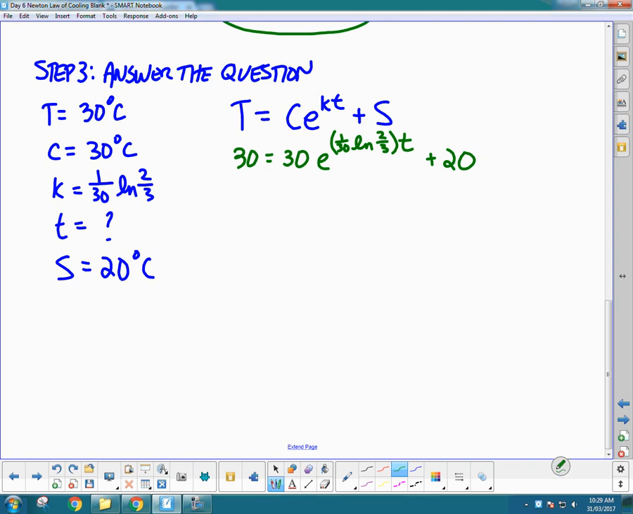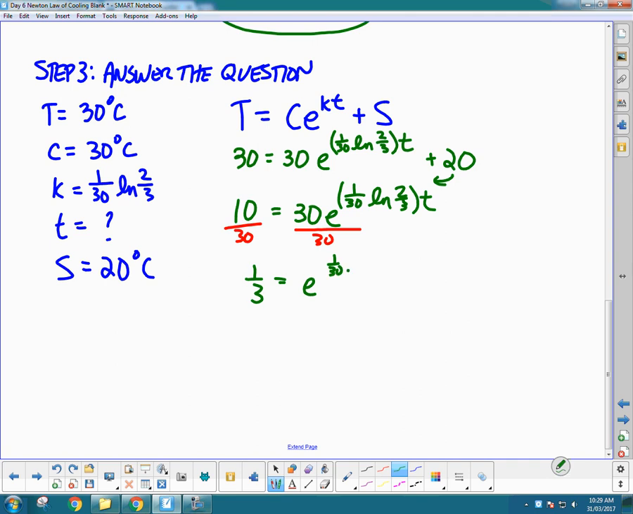Subtract 20 from both sides. So I'm taking that and subtracting on the other side. So that's 10 equals 30 e to the 1/30th ln 2/3 t. I need the e by itself, so I'm going to divide both sides by 30. That'll give me 1/3 over here. e to the 1/30th ln 2/3 t.